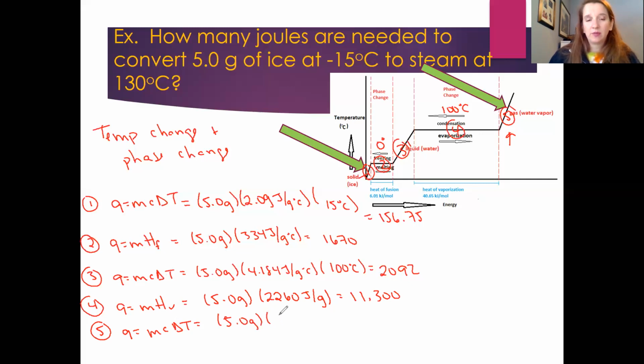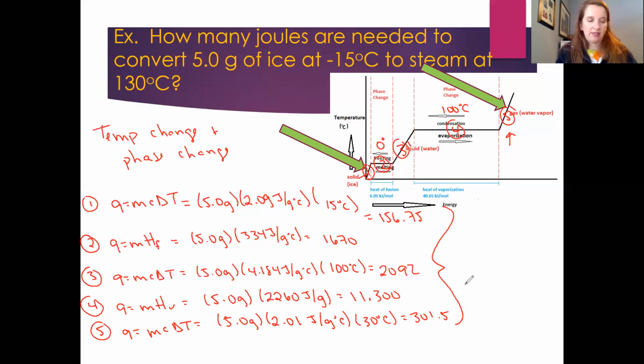Now it's steam, so we have to use the specific heat of steam, which is 2.01 joules per gram degree Celsius. All these specific heats are on that reference page in your packet, by the way. Now, what temperature range is it going to be gas? Well, it turned to gas at 100 degrees, and we're heating it to 130, so we've got 30 degrees down here. So we have 5 times 2.01 times 30. That's 301.5.